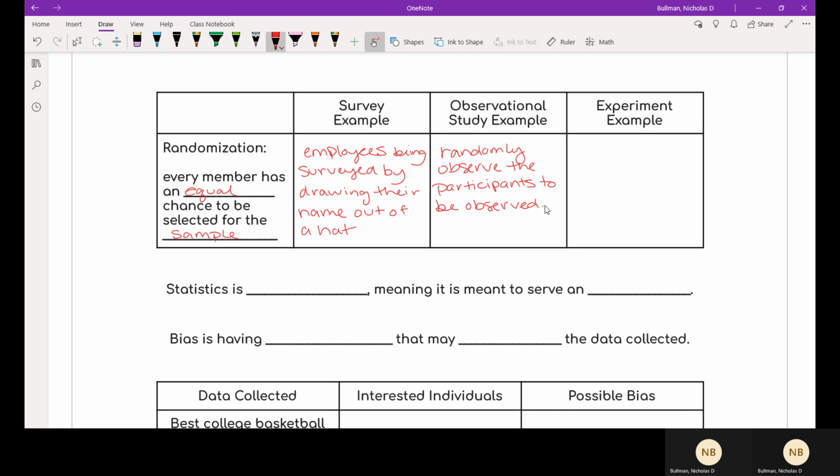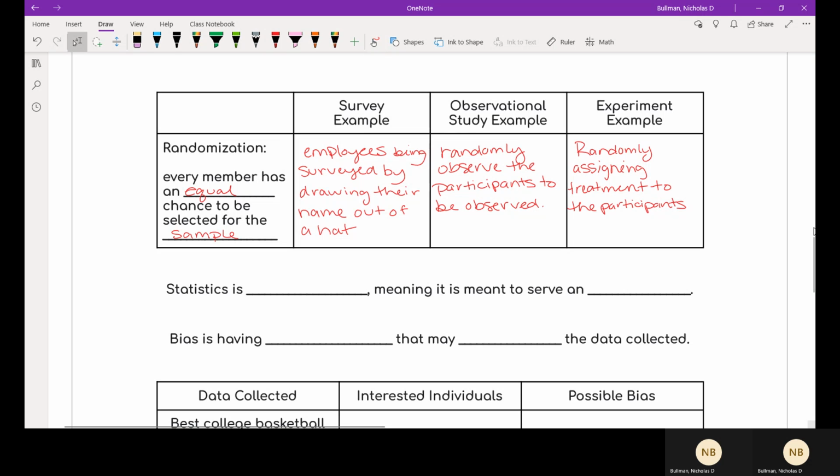And then when talking about randomization in an experiment, it would be randomly assigning treatment to the participants. Notice how each of these have the word random. So there's never a pattern. It's just completely by chance.